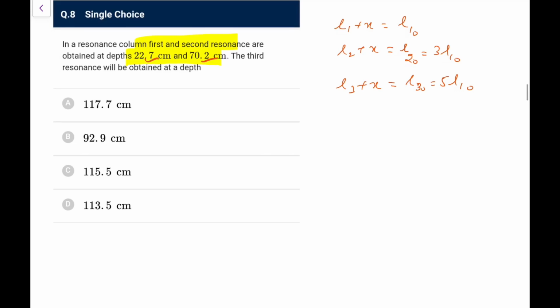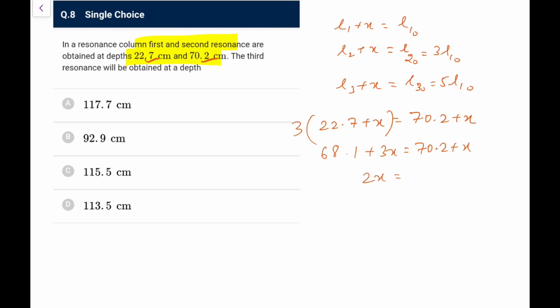So going by this analysis, what can I directly say from the first one? 22.7 plus X is equal to 3 times (22.7 plus X would be equal to, what you can write, 70.2 plus X). So from here I can calculate that X. That particular X would be 22.7 into 3, that is 68.1, plus 3X is 70.2 plus X.